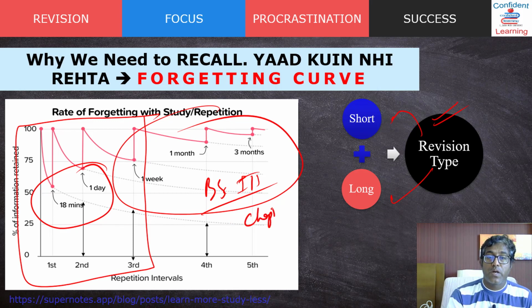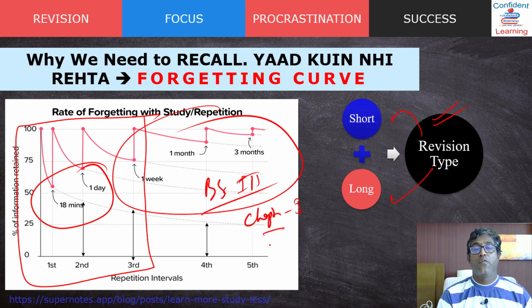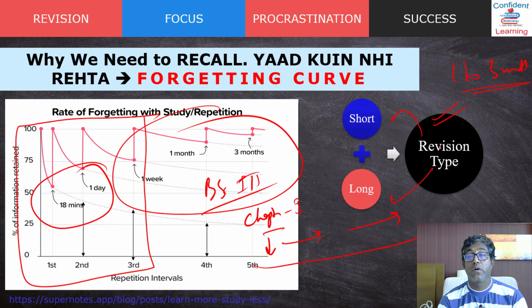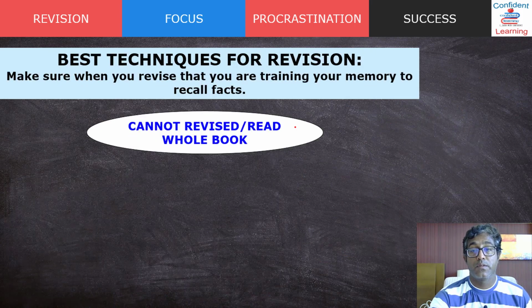What you can do: you started chapter 1 or 2. Once you finish the chapter, you recall it within 10 or 15 minutes, and the next day you recall it again, and then after 1 week you recall it again, and then 1 month and 3 months, like this. This is a whole process for 1 to 3 months. You have to do lots of hard work to achieve this goal, because here you need consistency, from day 1 to 3 months.